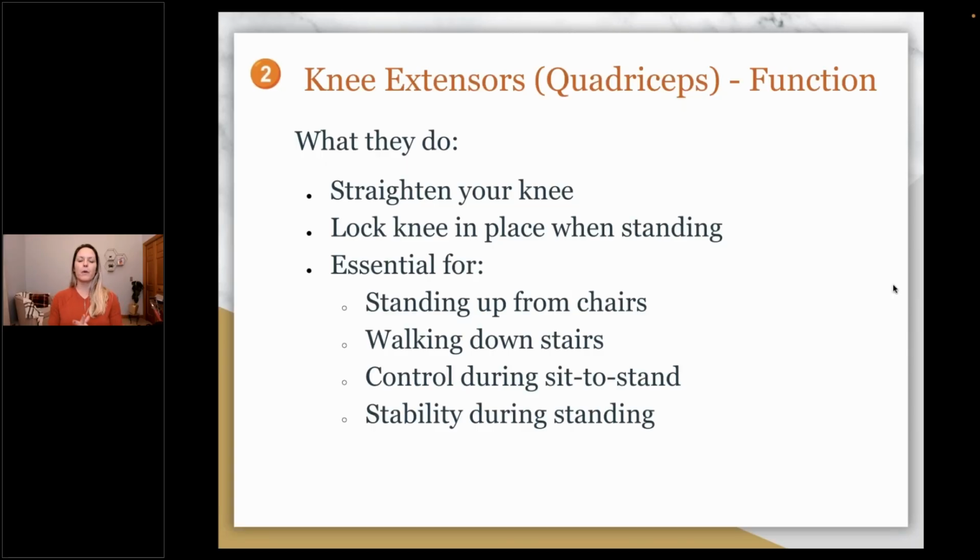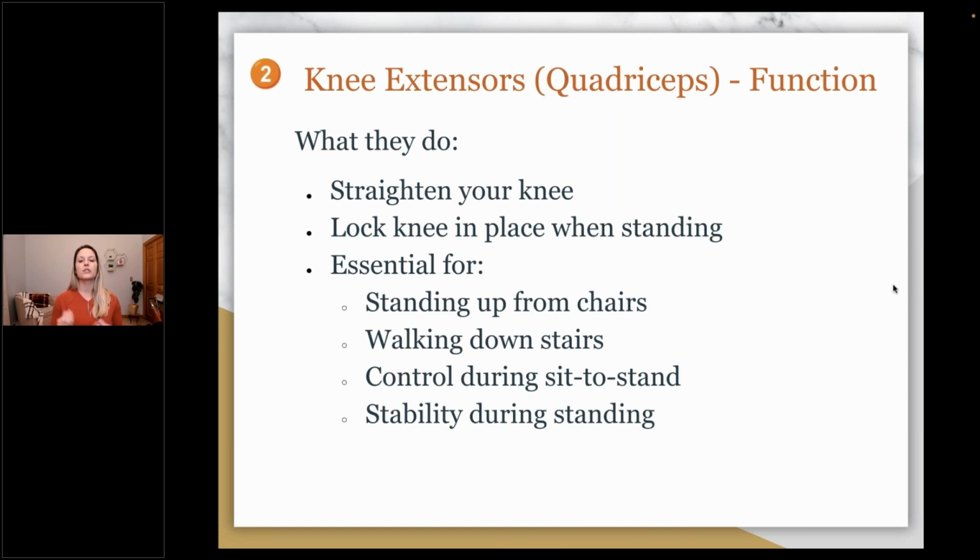The next muscle group I want to talk about are the knee extensors, which are your quadriceps or your quad muscles. These are the muscles on the front of your thigh. So if you're sitting right now and you look down at your legs, that's the front of your thigh. Those are your quad muscles, your quadriceps.